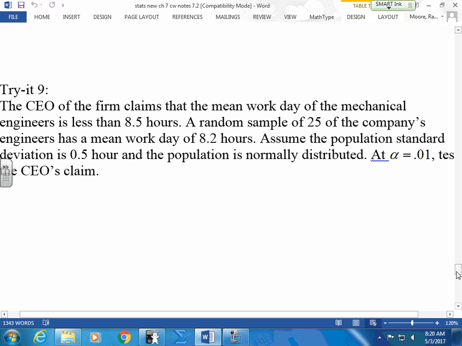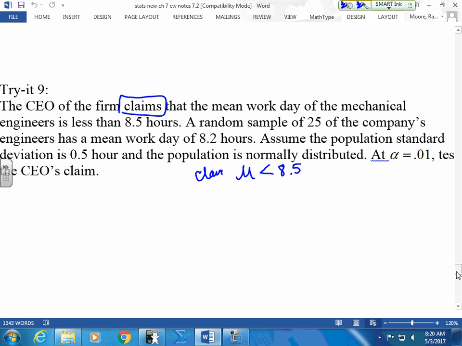A CEO of the firm, so here's my claim, and this is coming from my CEO, claims that the mean workday of the mechanical engineers is less than, here's my claim, mean is less than 8.5 hours. We just said a less than, didn't we? I'm not going to do this one. However, a random sample shows that it's 8.2 hours.